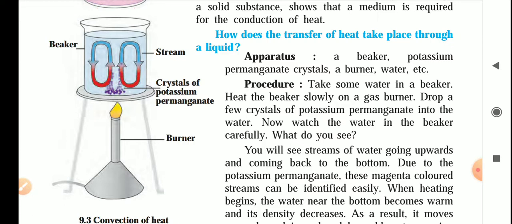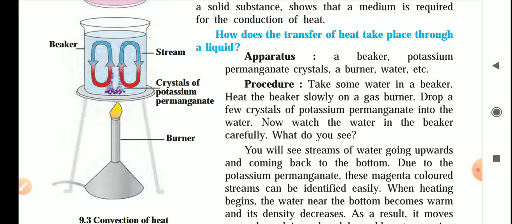So what is the procedure? Take some water in a beaker, heat the beaker slowly on a gas burner. Drop a few crystals of potassium permanganate into the water. Now watch the water in the beaker carefully.